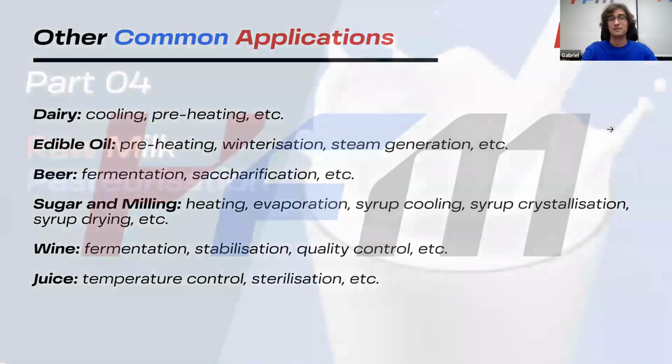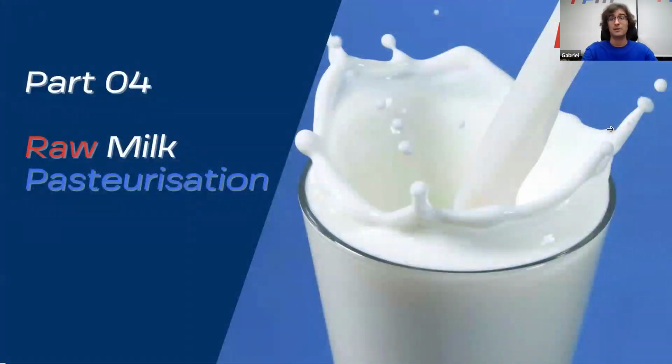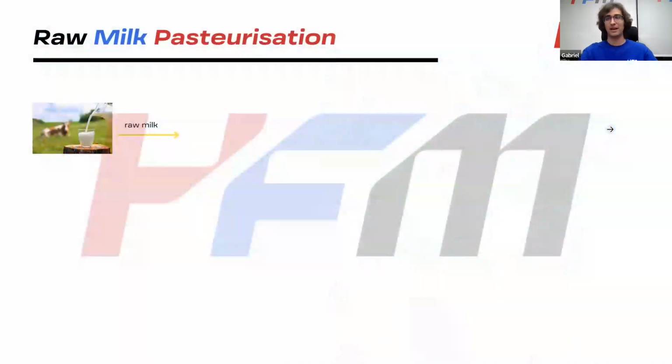So let's talk now about the practical part with the raw milk pasteurization. So first of all, we have the raw milk, which is extracted from the cow. Actually, it can also be from the sheep, from the goat, from the camel, the horse. Well, it depends. There are many kinds of mammals, depending on the part of the world where you come from. But basically, they come from a female mammal.